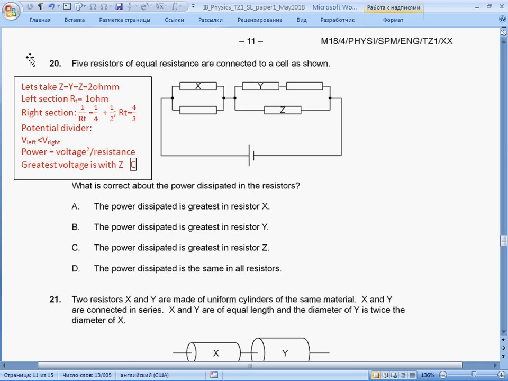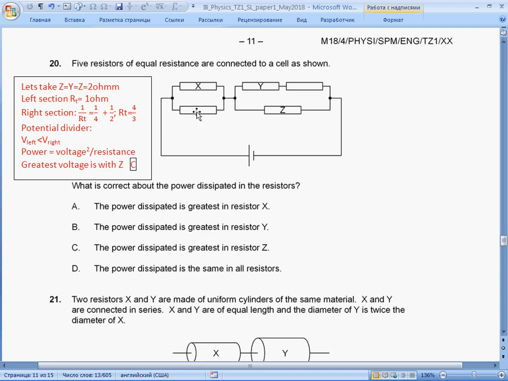Question 20. 5 resistors of equal resistance are connected to a cell as shown. What is correct about the power dissipated in the resistors? Because they have the same resistance, I decided to use the formula voltage squared over resistance for power. There are several formulas, and everything will depend on voltage. So let's take the resistance to be 2 ohms.